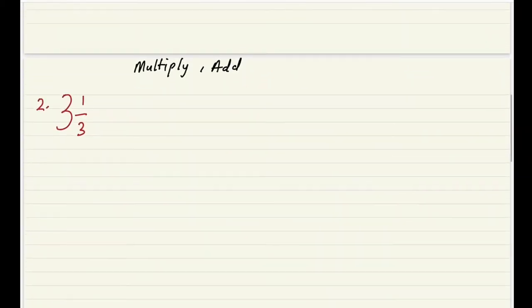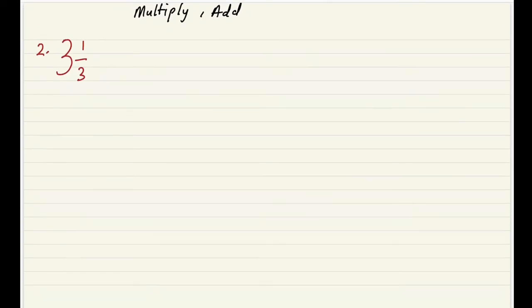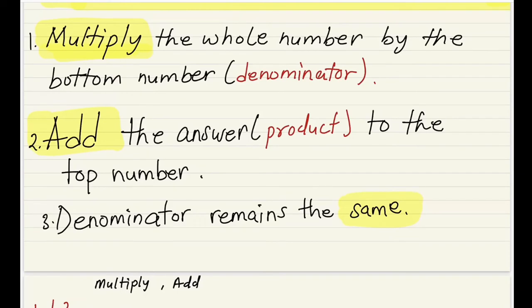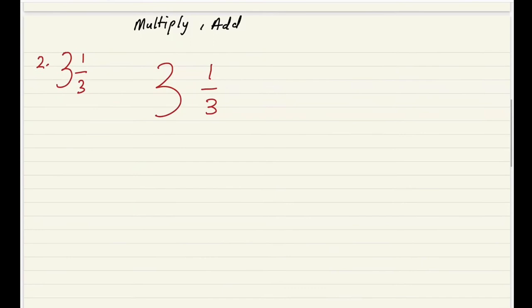So number 2 says 3 whole number 1 out of 3. So what I'm going to do is rewrite the question again. I know my answer is going to have a bottom number of 3 because previously we said that the denominator remains the same. So before I even start, I'm just going to put divided by 3 on the side here. So all we're trying to do is to find the top number of the answer.